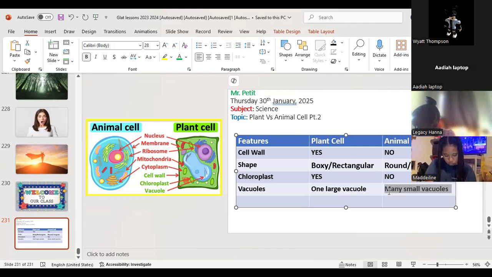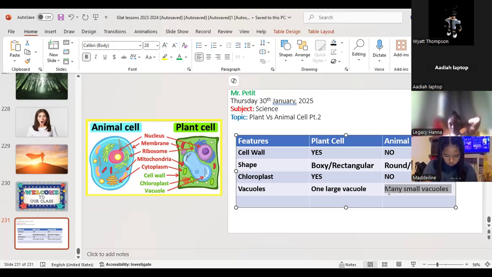So Adaya, what do we know about the cell wall? Does a plant cell have a cell wall? Yes, sir. How about an animal cell? Does an animal cell have a cell wall? No, sir. Good. How about the shape? How would you describe the shape of a plant cell? Boxy and rectangular. Good. How would you describe the shape of an animal cell? Round and irregular. Very good.